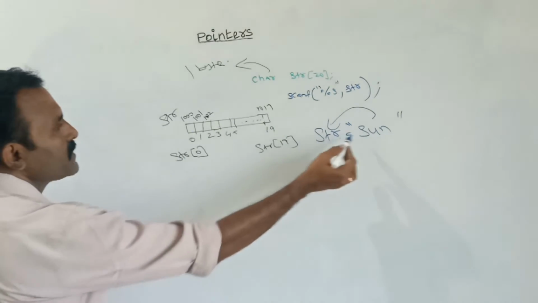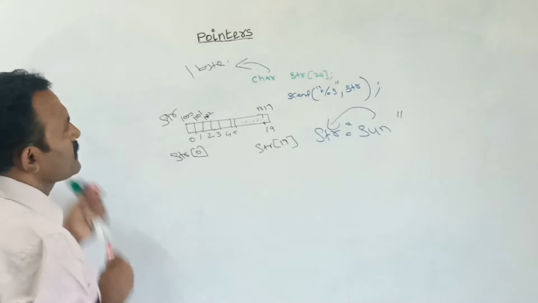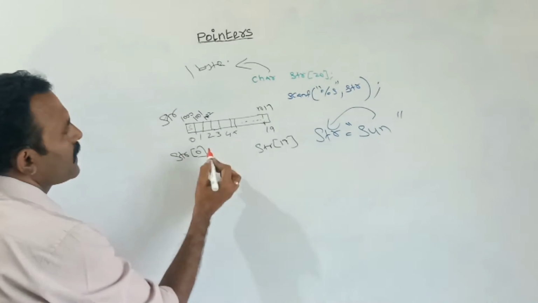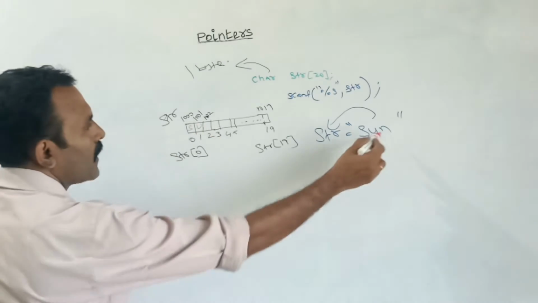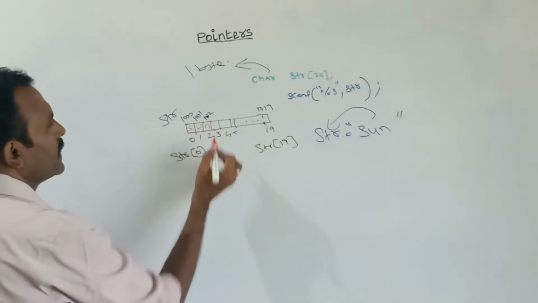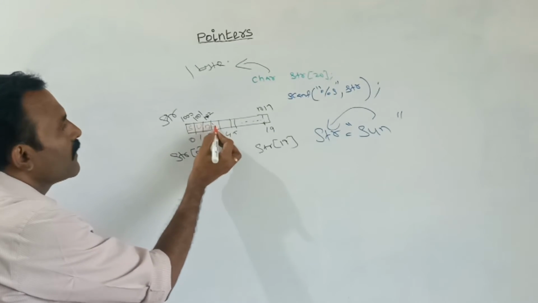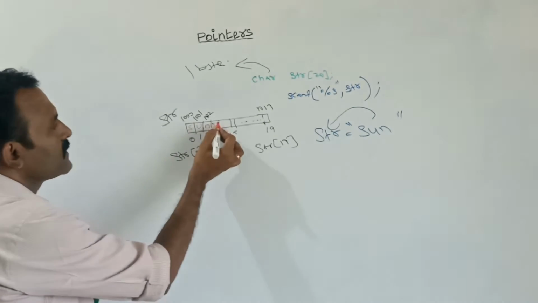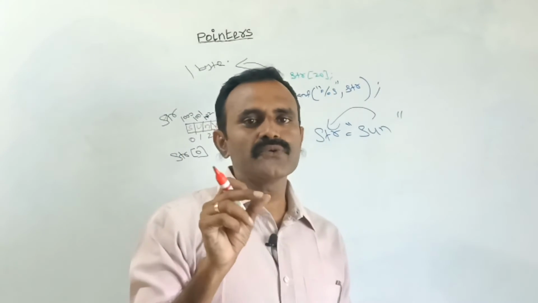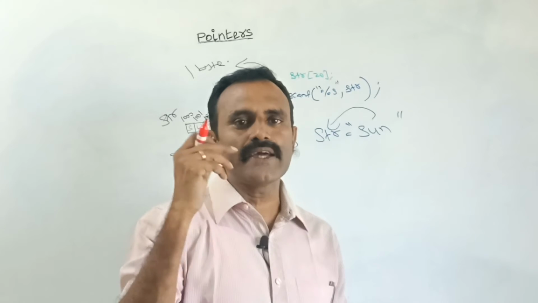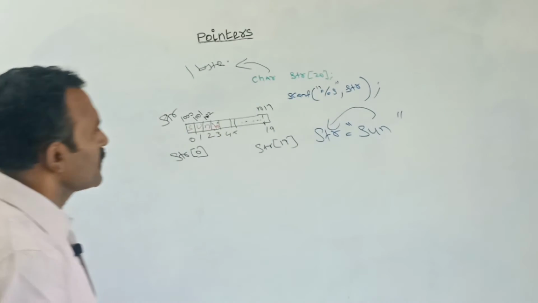Str of 0th position, here the value is s, next at the first position the value is u, and at the next position the value is n. The backslash zero is allocated by C itself, at the end of the string. We use this backslash zero to identify the end of the string. Now let us see some examples.